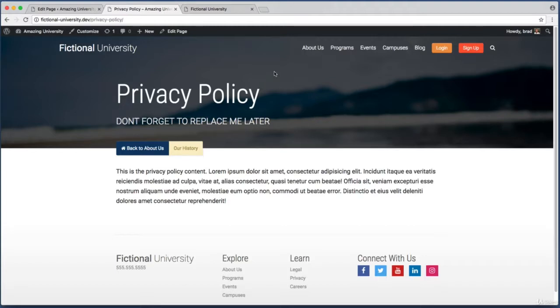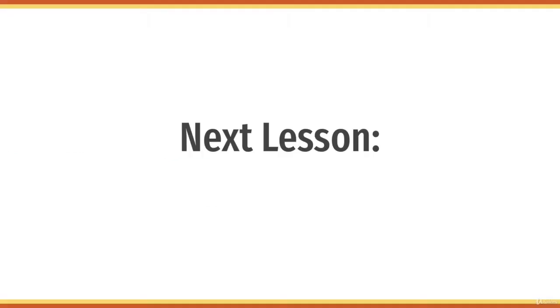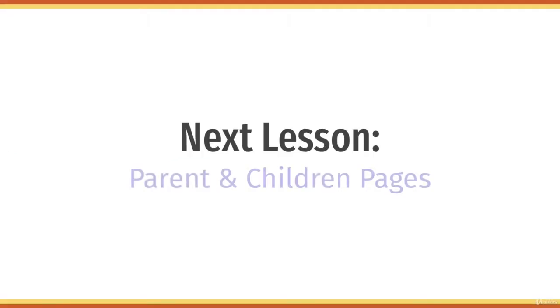Now we can circle back to this little breadcrumb box here, because this box makes zero sense on a top-level page like Privacy Policy. However, imagine we want to have sub-pages or children pages on our site. So for example, maybe on our About Us page, we want to have 2 children pages, our history and our goals. Well, in our very next lesson, that's exactly what we're going to learn about, parent and children pages, and how to work with them on the front end of our website.